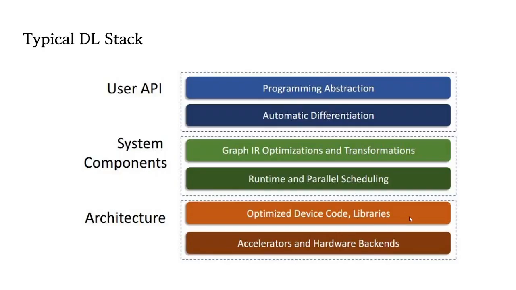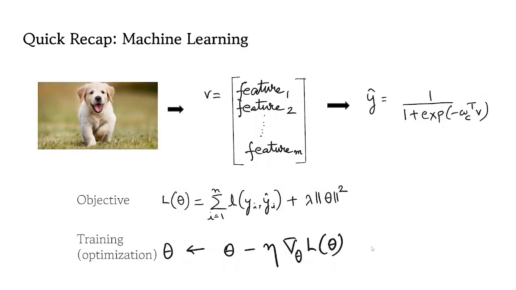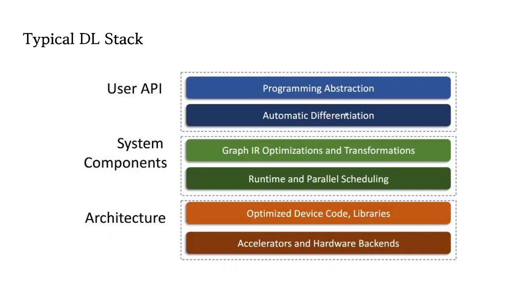This part includes things like cuDNN and cuBLAS from NVIDIA when working with NVIDIA GPUs. And accelerators and hardware backends, those are another component which are quite low level, probably we won't have much to say about it right now. And in today's lecture, we are going to focus more on automatic differentiation and really what goes underneath the hood for that.